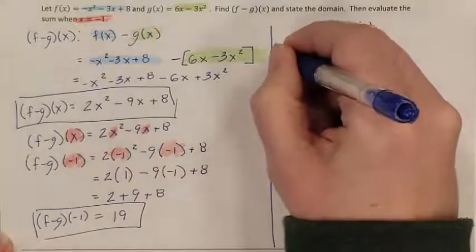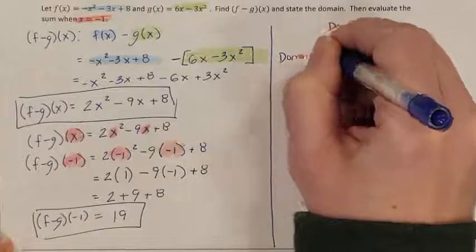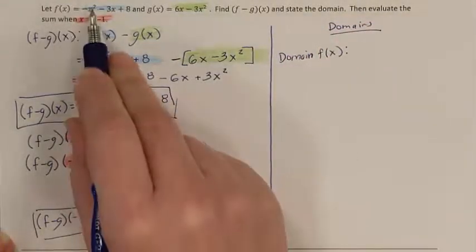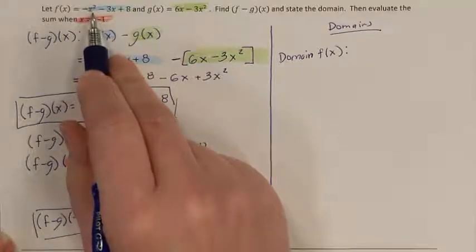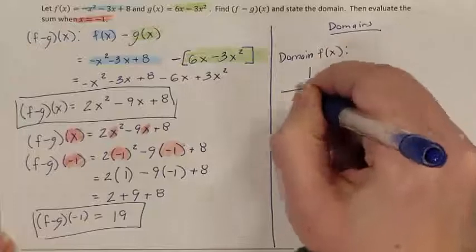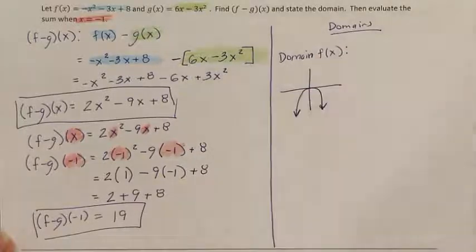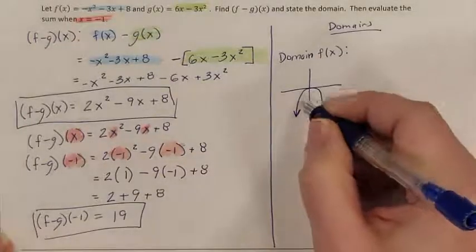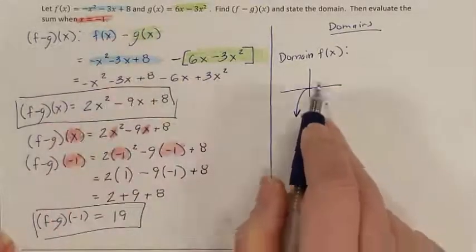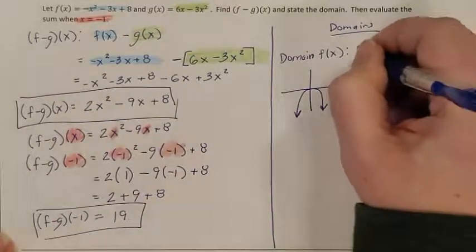So now let's go ahead and look at the domains. I have to look at each individual domain. So first, f of x. This is a quadratic function. It's a downward-facing quadratic function. Quadratic functions, downward-facing, look like this. He's forever to the left and forever to the right, which means this function ends up having all real numbers as its domain.